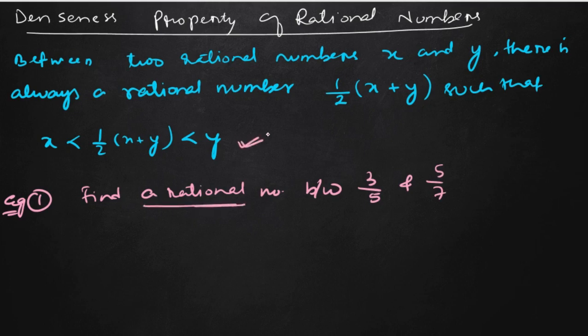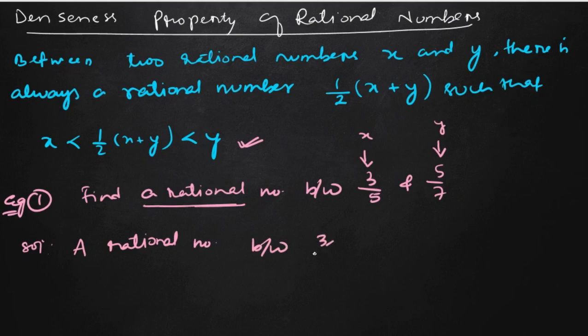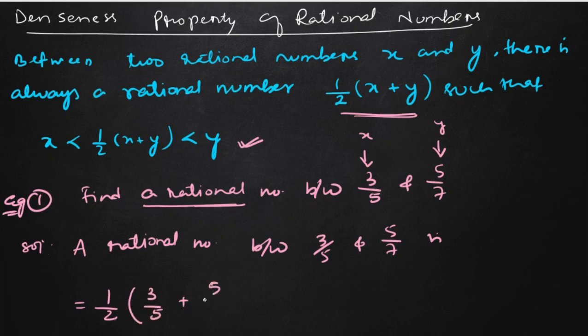Okay. So you have to treat 3 by 5 as x and 5 by 7 as y. So how will you write the solution? A rational number between 3 by 5 and 5 by 7 is half of x plus y. So half of 3 by 5 plus 5 by 7. So how to solve this? Just find the LCM. It is 5 times 7, which is 35. So 7 times 3 is 21 plus 5 times 3 is 15.